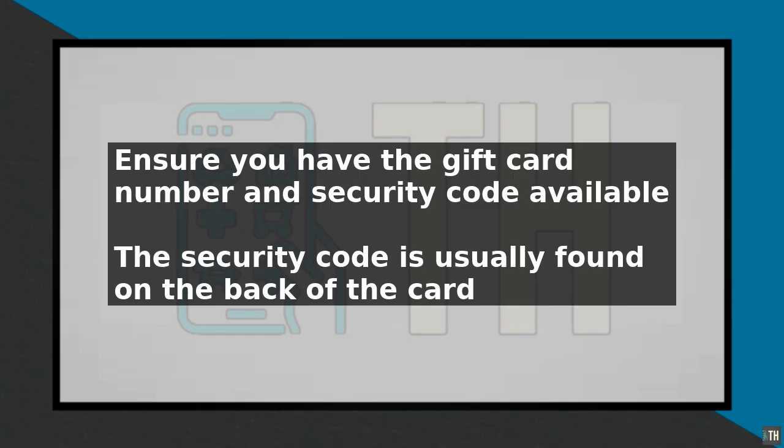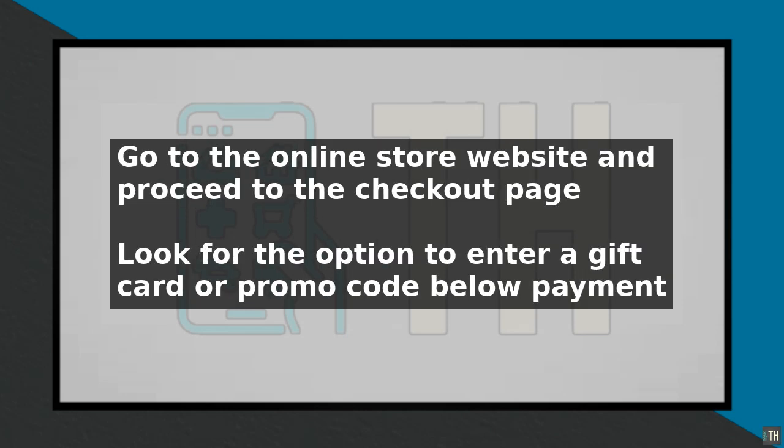Next, go to the website of the online store where you want to use the gift card. Once you have found the item you want to purchase, proceed to the checkout page. At the checkout page, look for the option to enter a gift card or promo code. This option is usually found below the payment methods section.